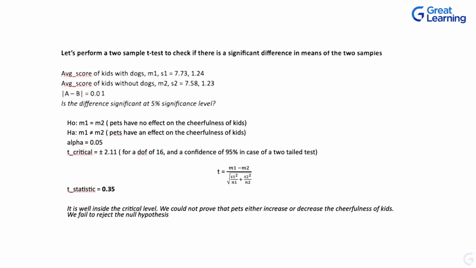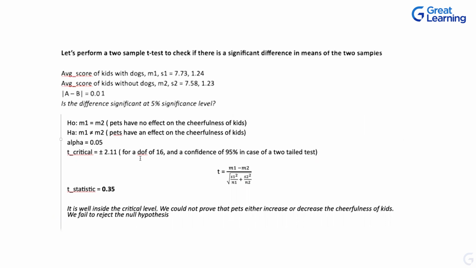So average score of kids, mean 1, standard deviation 1, 7.73, 1.24. But that is with dogs. Without dogs, you calculate again the mean and standard deviation. So the difference between the two means is essentially 0.01. Yeah. So now null hypothesis essentially, pets have no effect. The alternative, pets have an effect on this particular one. Alpha we defined as 0.05.